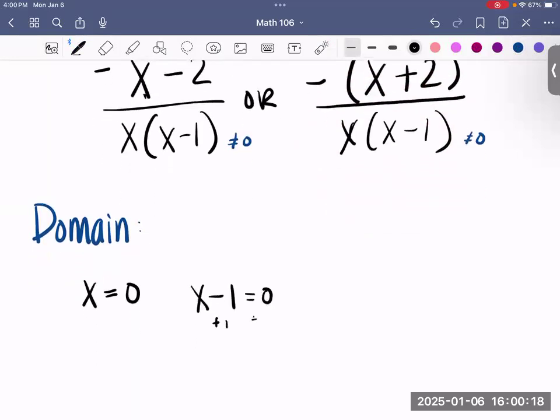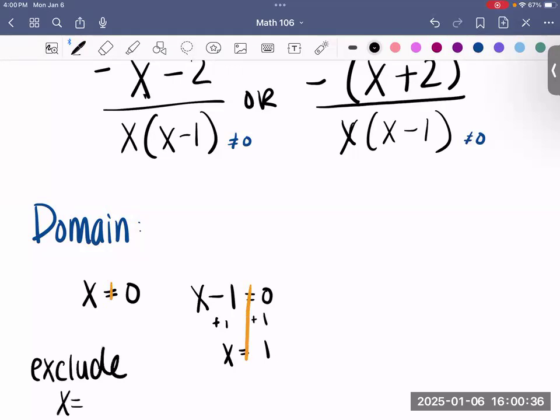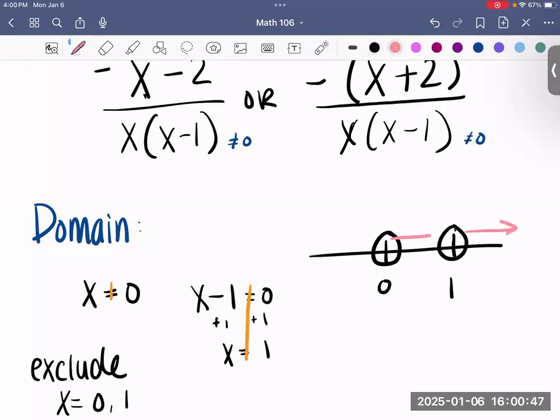Do a little bit of the math. We can add the 1. So x is equal to 1 and x is equal to 0. These will cause issues if we were to put it back into your equation. It's going to cause an undefined response. So your numbers to avoid, so we want to exclude when x is equal to 0 and 1. So on your number line here, we're excluding at 0 and again at 1. Meaning that we can be any number that we'd like other than 0 and 1.